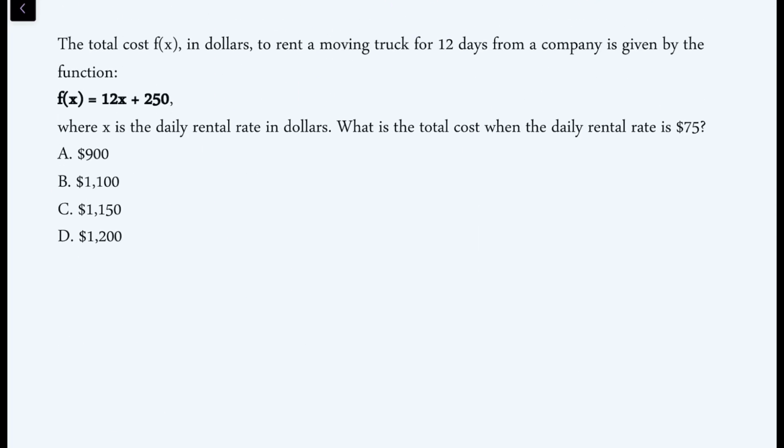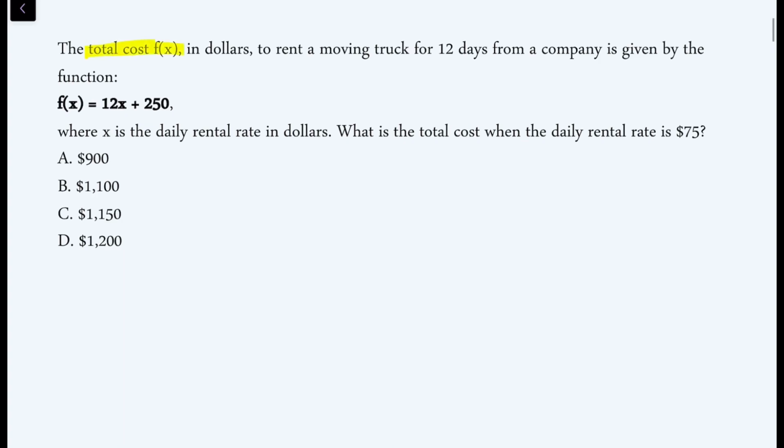The total cost, f of x in dollars, to rent a moving truck for 12 days from a company is given by the function f of x is equal to 12x plus 250, where x is the daily rent rate in dollars. What is the total cost when the daily rental rate is $75? Again, given list, and this is highlighting key information. Total cost is f of x, which is important. To rent a moving truck for 12 days from a company.